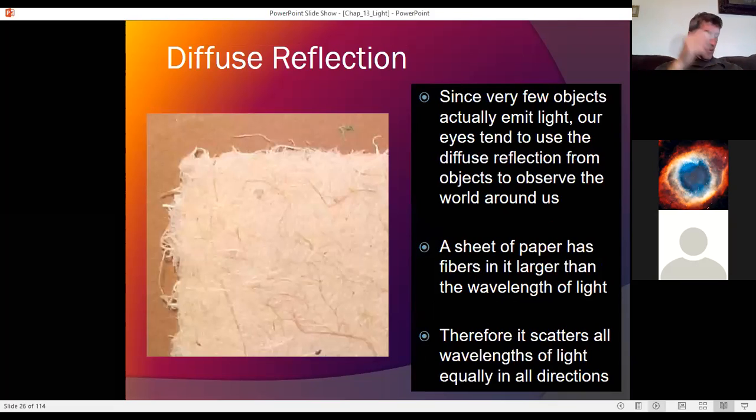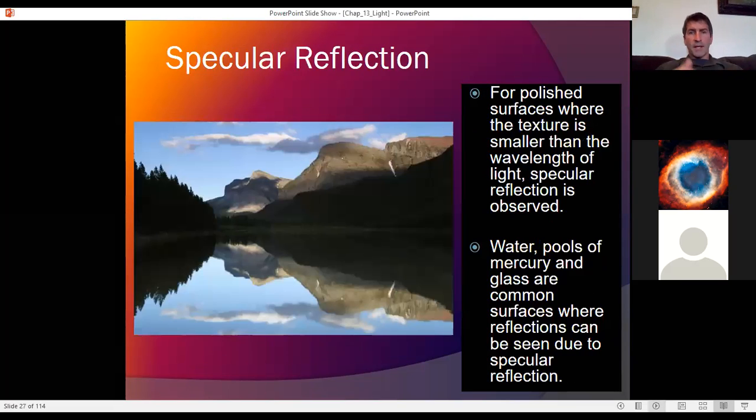And here's a magnification of a piece of paper. You can see all the different fibers that are laced within there. And clearly, these fibers are bigger than light itself. So diffuse reflection is pretty much how we see the world around us. Most things don't give off light, okay? Most things just reflect the light, this diffuse reflection.